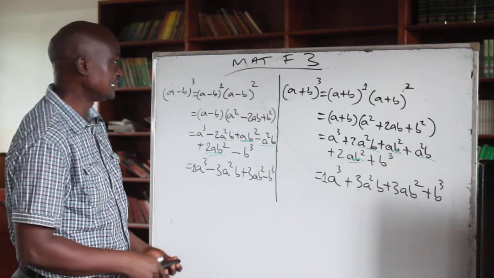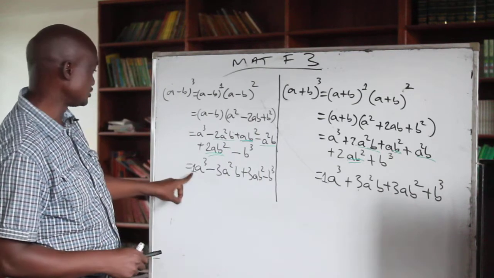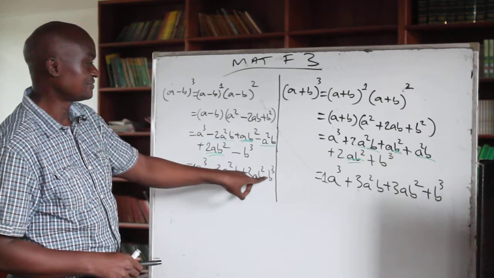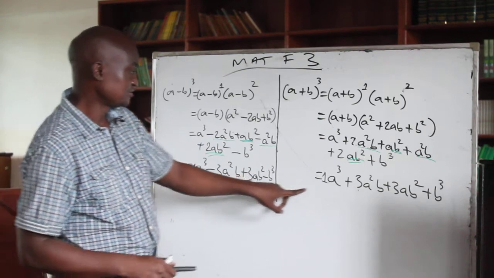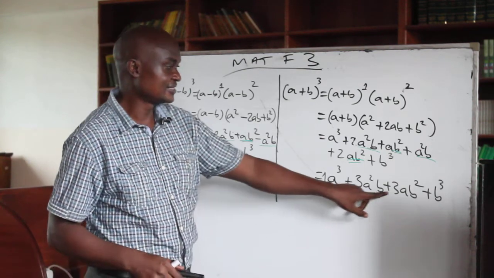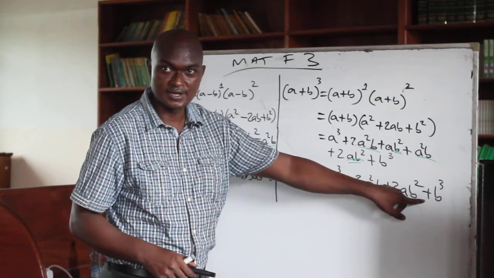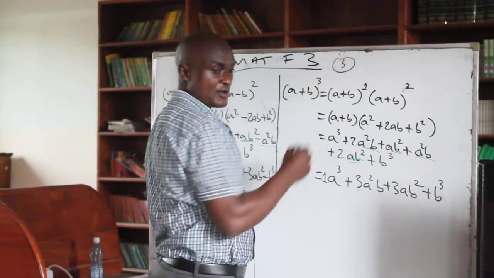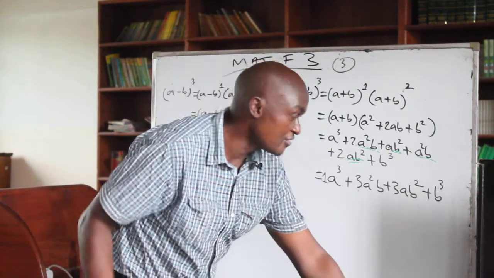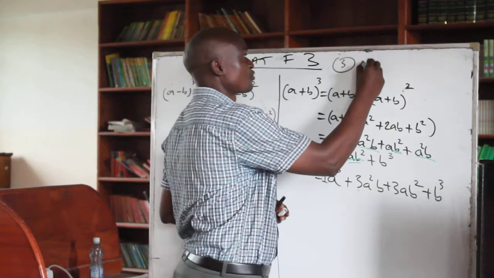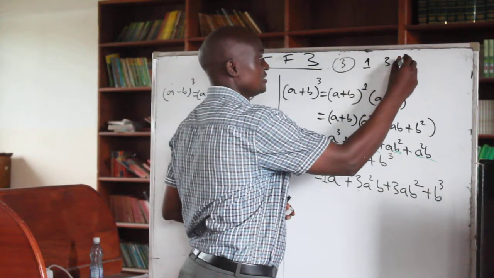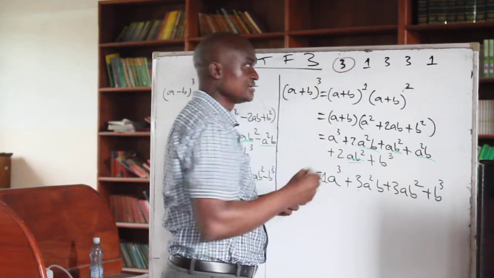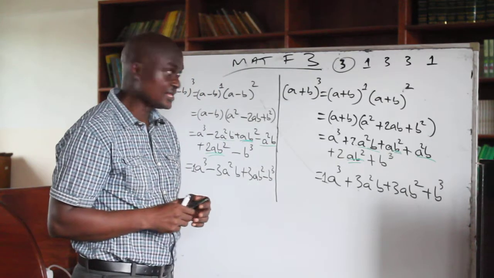Another interesting thing to note is the coefficient. Coefficient here is 1, here is 3, here is 3, and finally it's 1. So let's note that when we are multiplying to power 3, our coefficients are 1, 3, 3, and 1. This is the power 3. Coefficients are 1, 3, 3, and 1.